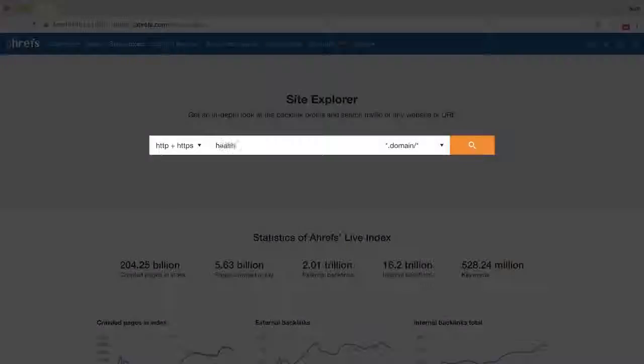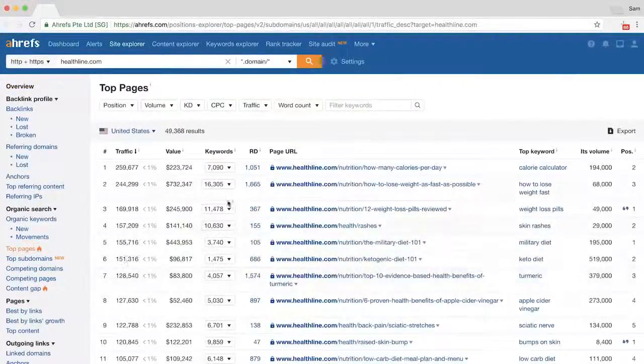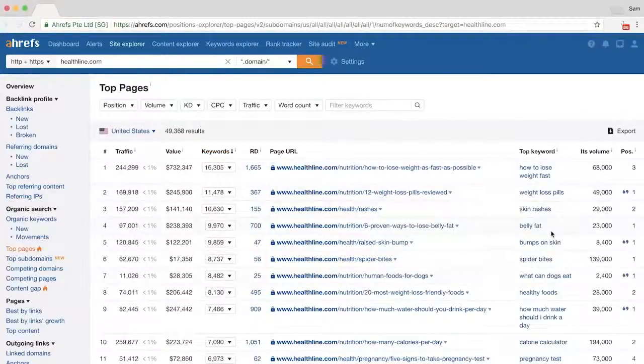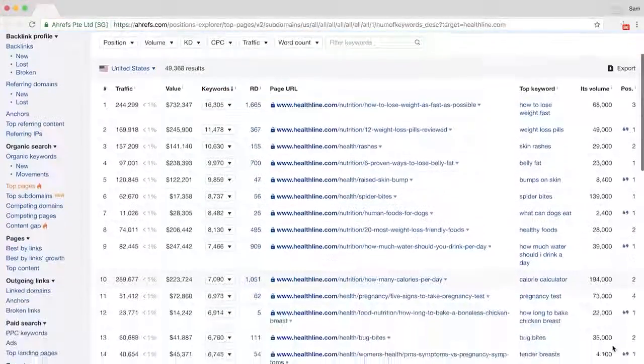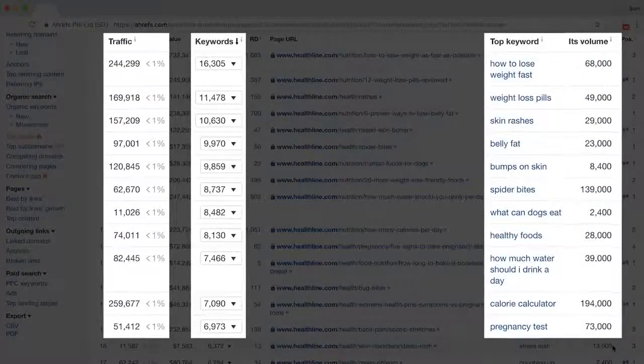An easy way to find these long tail topics is to look up a popular website in Site Explorer. So I'll search for healthline.com. Next, I'll go to the top pages report, which will show us their pages that get the most search traffic. And since we're talking about topics with tons of long tail keywords, let's sort the results in descending order by the number of keywords each page ranks for. In order to identify these long tail topic opportunities, you want to look at these columns: traffic, keywords, top keyword, its volume, and position.